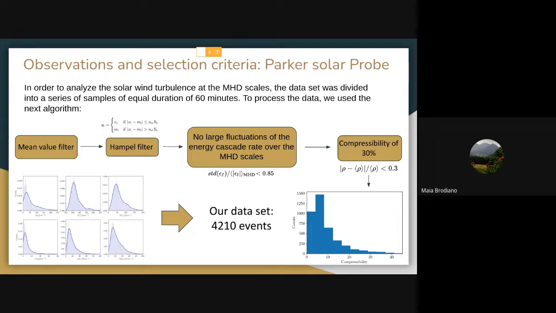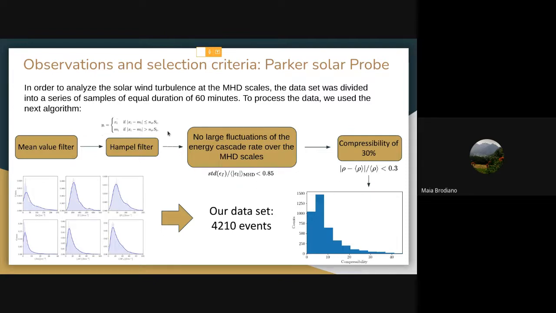Okay, then we use a Hampel filter. The Hampel filter uses a mobile window in order to loop through all the data. And in each window, we calculate the median and the standard deviation. This filter uses this condition up here in order to replace the spurious data.